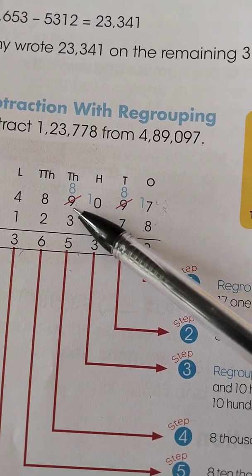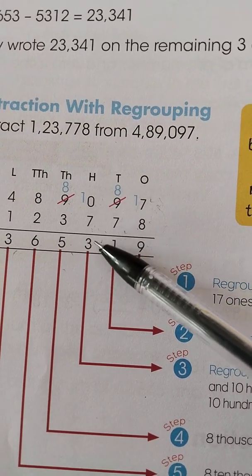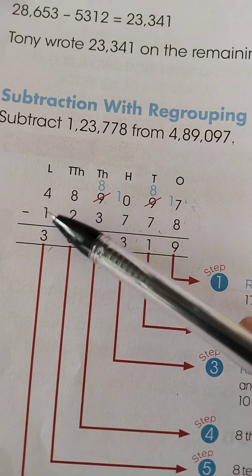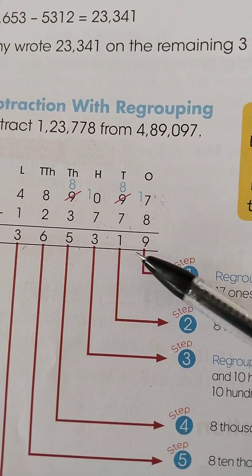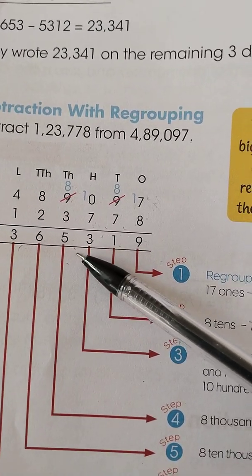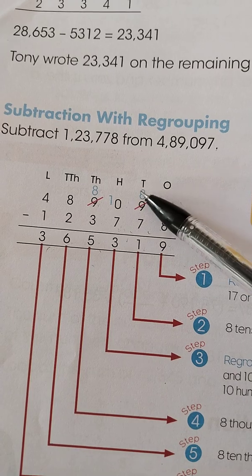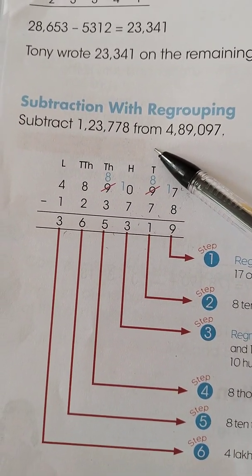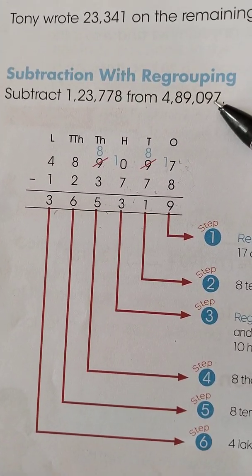Again, children, 0 minus 7 is not possible because 0 is smaller than this 7. So borrow from this 9. 9 becomes 8, 0 becomes 10. 10 minus 7 is 3. 8 minus 3 is 5. 8 minus 2 is 6. 4 minus 1 is 3. So, children, here we are getting the difference 3,65,319. So here you can see we needed to borrow. This type of subtraction is called subtraction with regrouping.